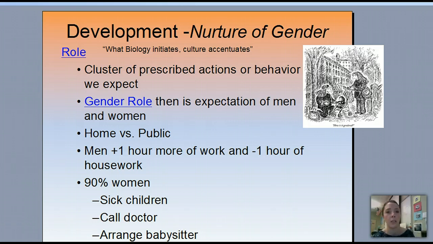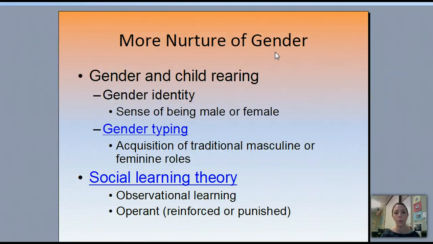In the survey, 90% of women were taking care of the household things. 90% of the time, women are the ones who stay home sick with children. They're the ones to call doctors and arrange babysitters. So that would be a role of a woman: you take care of people when they're sick, you call the doctor, you arrange the babysitter. Now this might just be the roles that men and women put on themselves in marriage, but they are perpetuated by our culture. We have things that are normed as male or female.